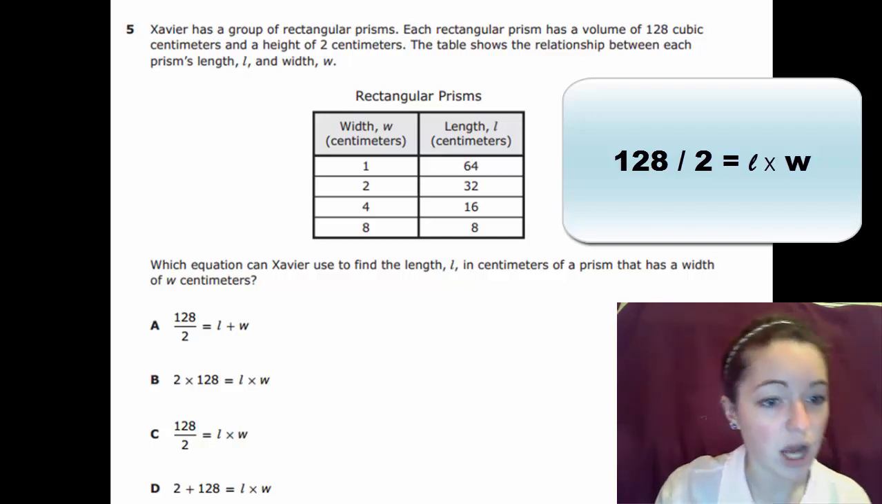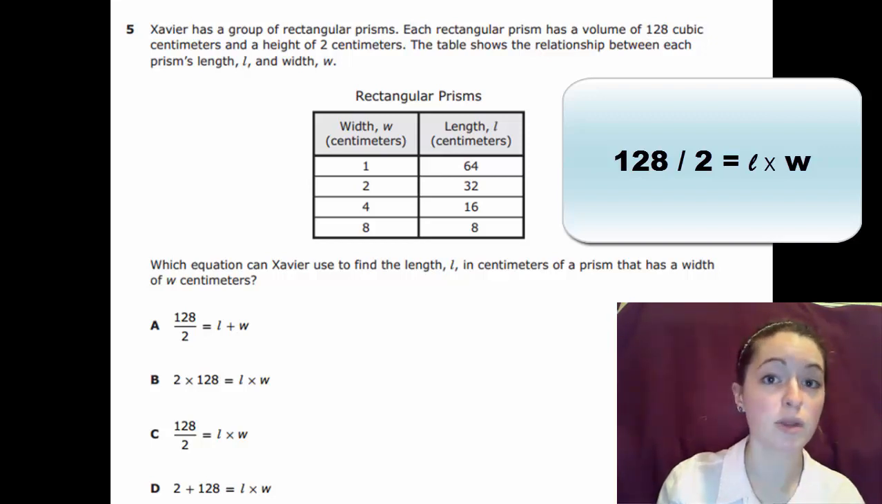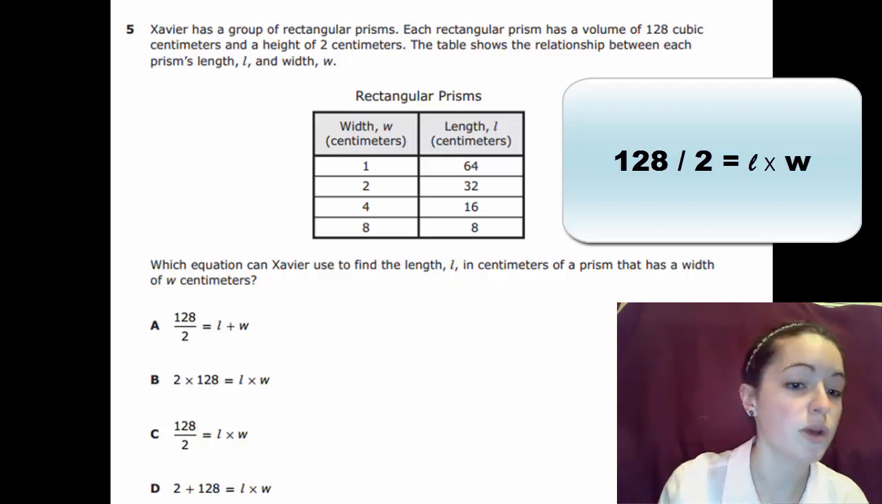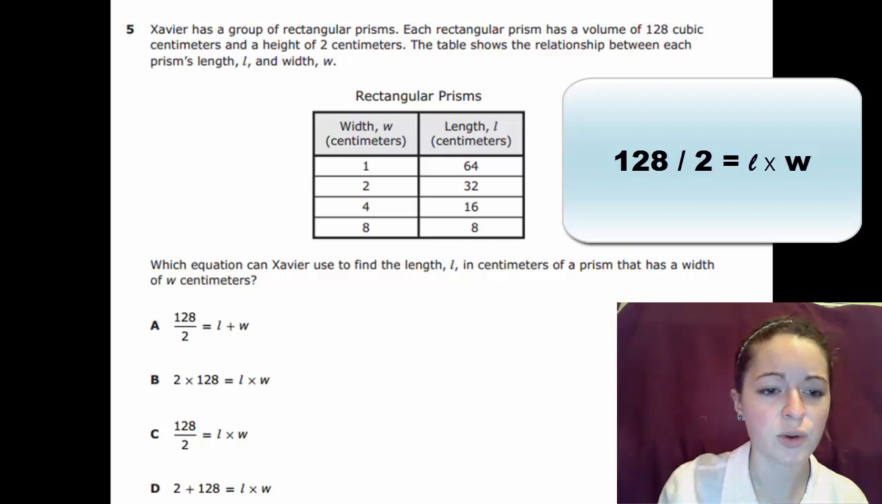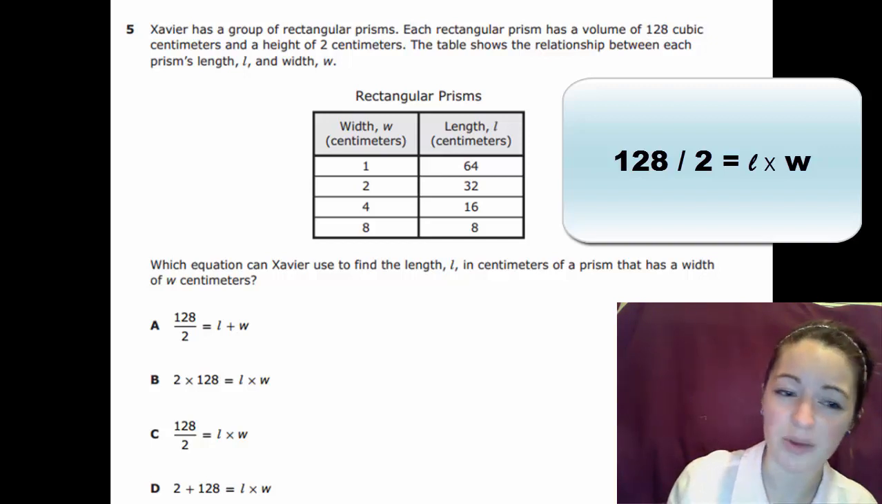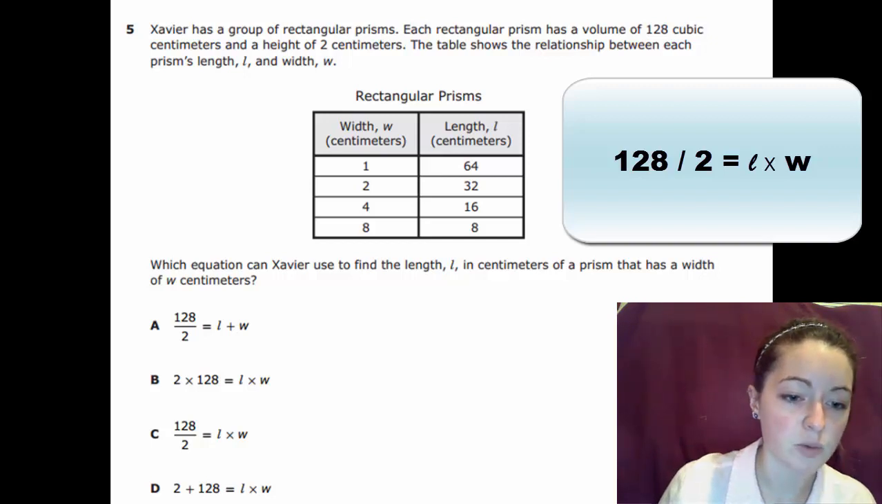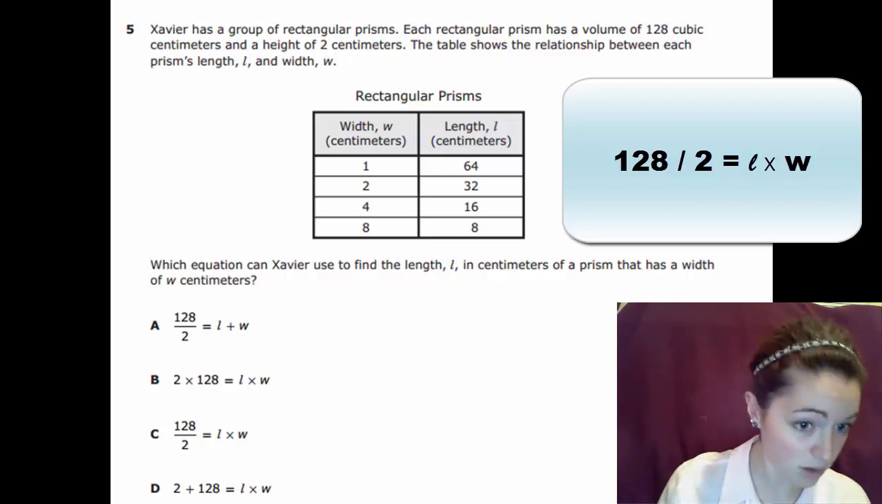Well, answer choice A is 128 divided by 2 equals length plus W. Well, we know that's not right because volume is all about multiplication of dimensions. So we can automatically cross that out. Let's go to B. 2 times 128 equals length times width. Well, that's saying that the height is multiplied times the volume. And we don't need to do that because that would come up with the wrong measurement. So that can't be it. Now let's go to C. 128 divided by 2 equals length times width. That sounds right, and that looks like what we have.